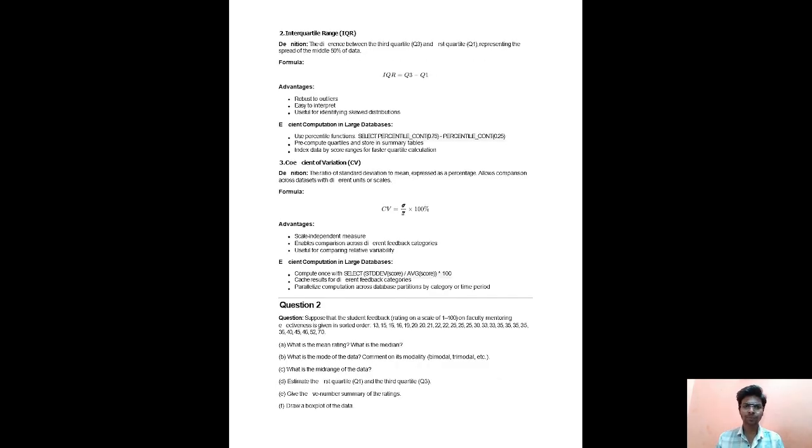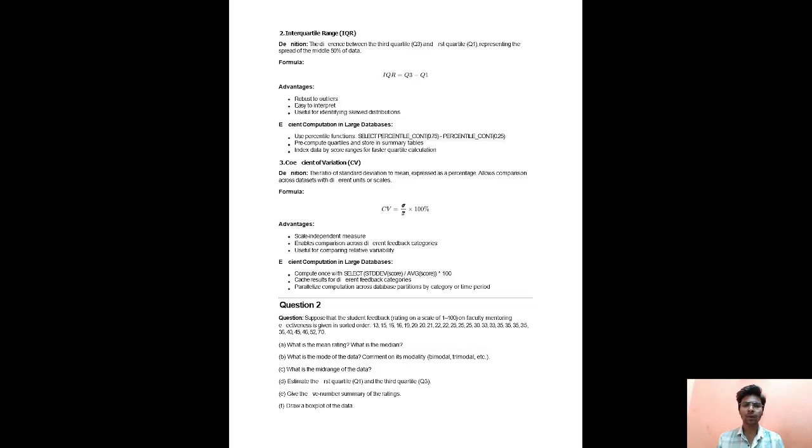The second measure is the interquartile range, IQR. Definition: the difference between the third quartile, Q3, and the first quartile, Q1, representing the spread of the middle 50% of data. You can see the formula. The advantage is that it is robust to outliers, easy to interpret, and useful for identifying skewed distributions.